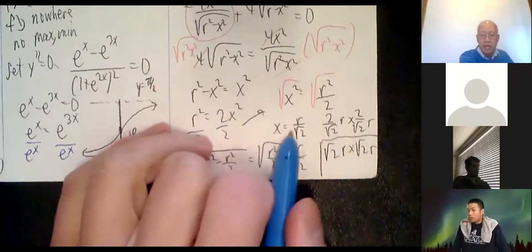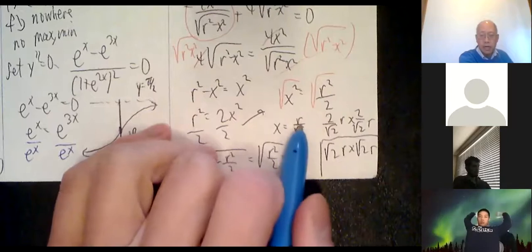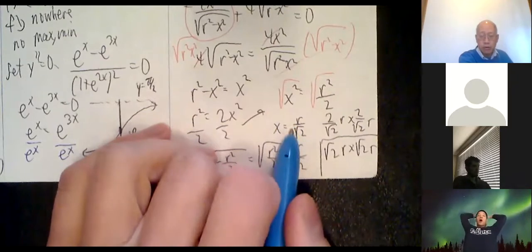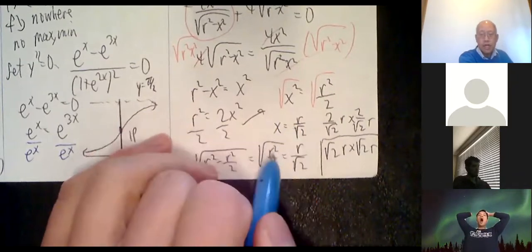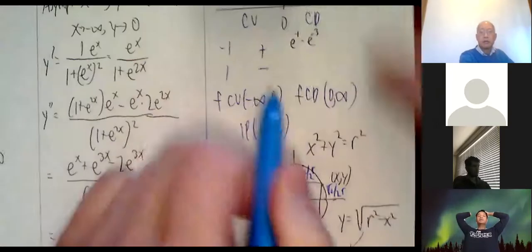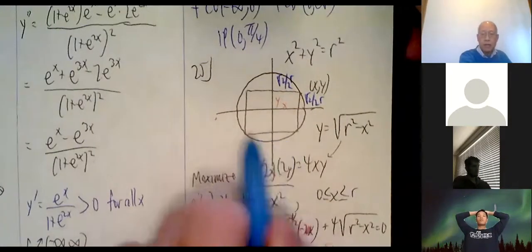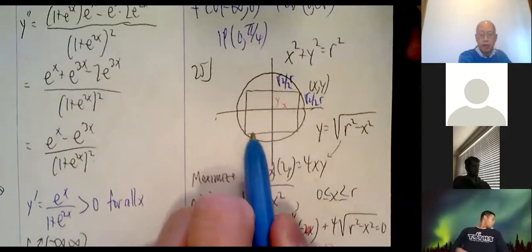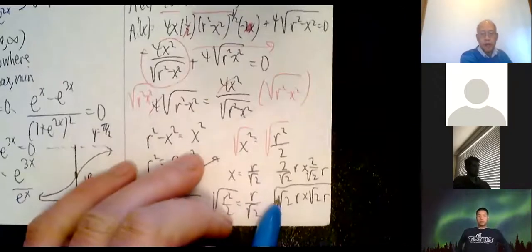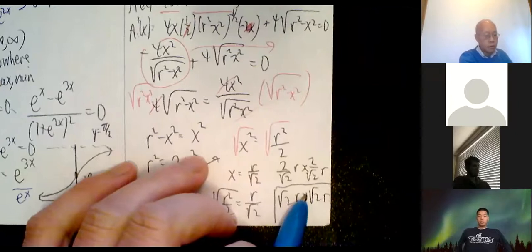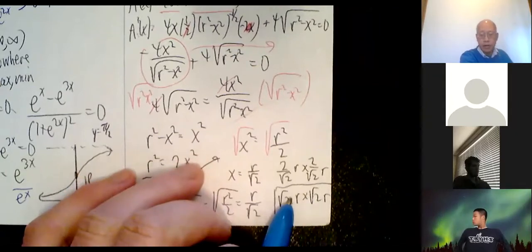Okay, so x is r over radical 2, which is the same as radical 2 over 2 r. Same with y. But the question was, what are the dimensions of the rectangle? So this is radical 2 over 2 r, and this is another radical 2 over 2 r. So you have 2 of them. So the best final answer is radical 2 r by radical 2 r. In other words, it's a square.